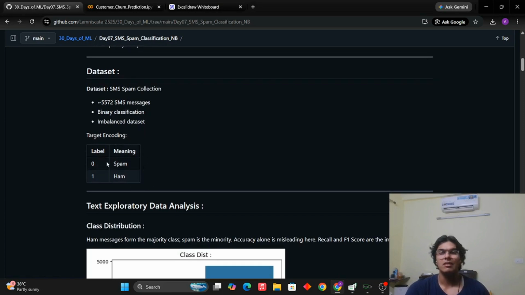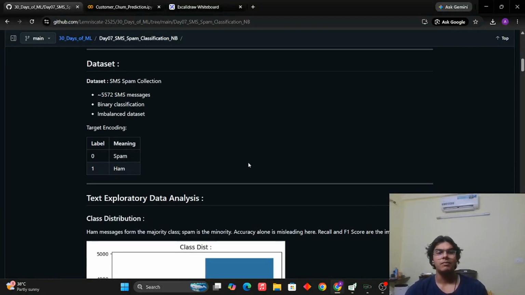Since it's a binary classification problem, which means a 0-1 problem, like a coin toss, heads or tails, this is the encoding that we have used: zero for spam, one for ham. This is not by convention. You can use one for spam and zero for ham as well. It literally is dependent on you. It is your choice, so there's no issue with that.